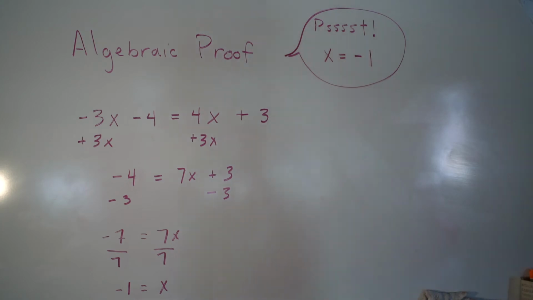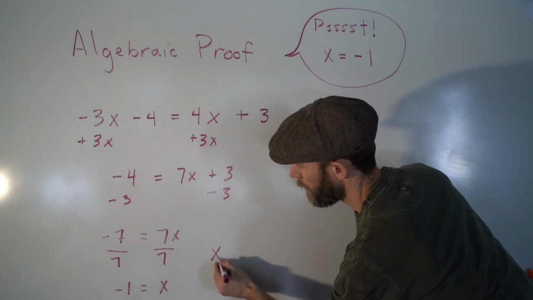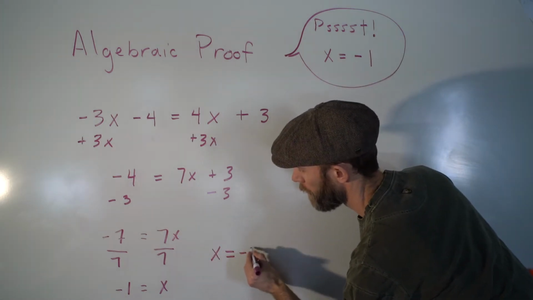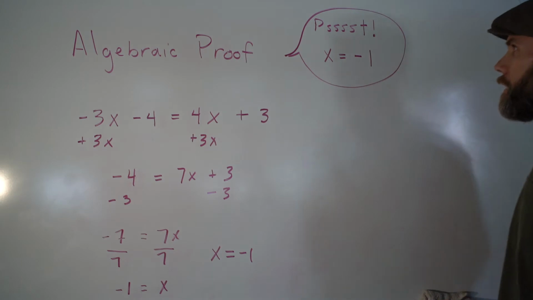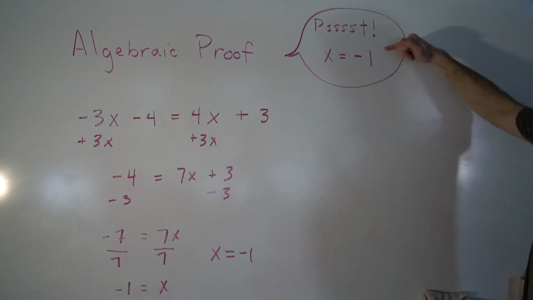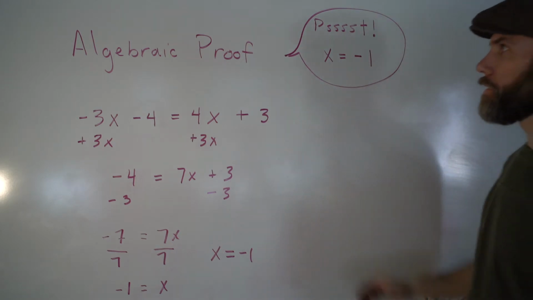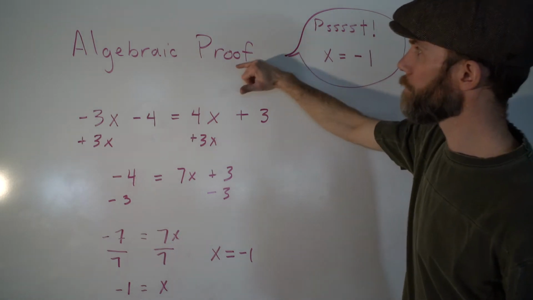Okay? So I can switch those around. I'm going to write it up here. Okay, I'm going to switch those around. Oh, hey, look, x equals -1. So they told me the answer. I didn't have to do all that work. Well, kind of do if I want to show an algebraic proof.